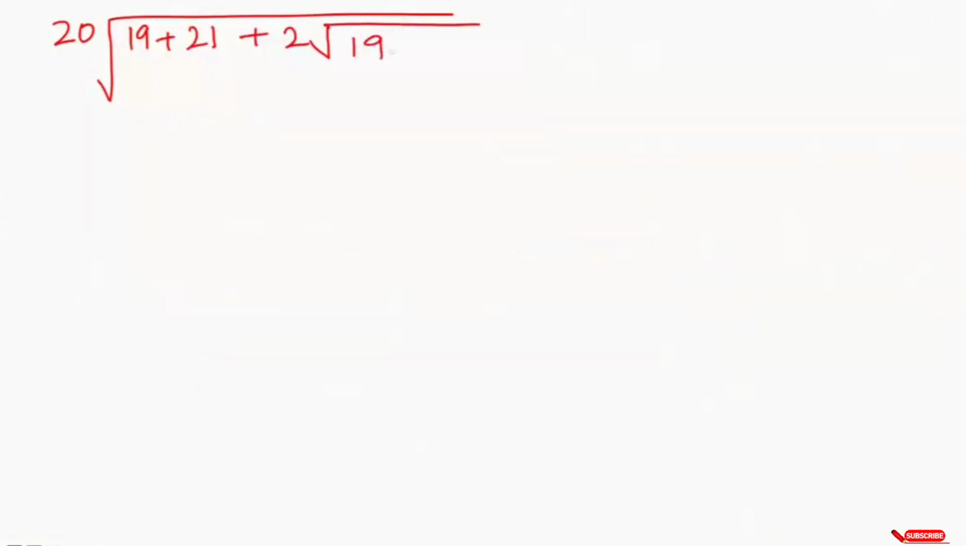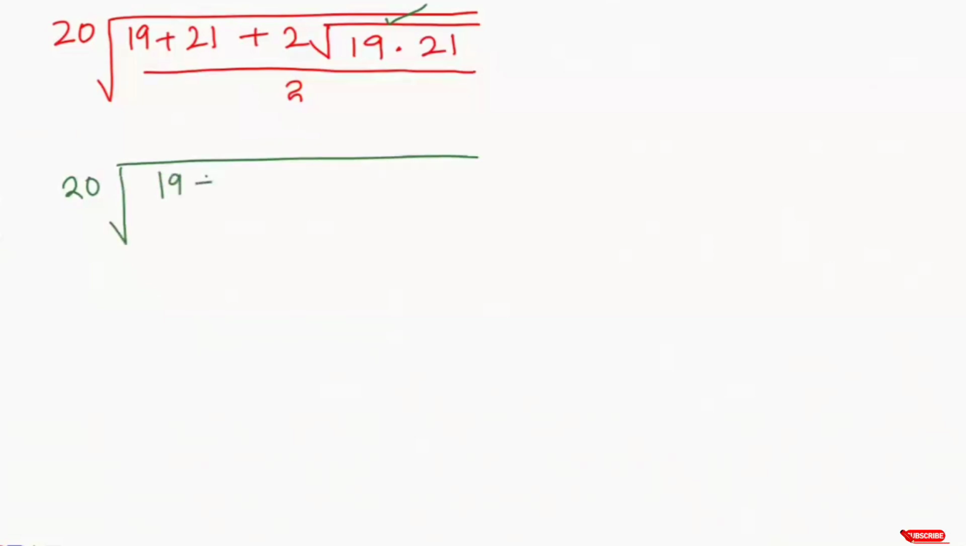So 20 root of 19 plus 21 is equal to 40 plus 2, and in replacement of 399 I'm going to write 19 times 21, which gives us 399, over 2. Next I'm going to write this 19 and 21 in separate roots: 20 root of 19 plus 21 plus 2 root of 19 plus root of 21, over 2.